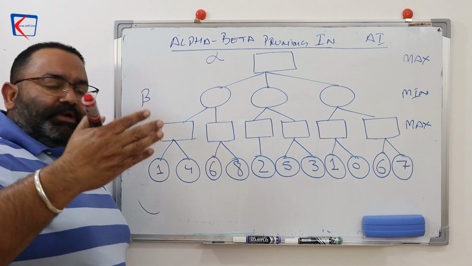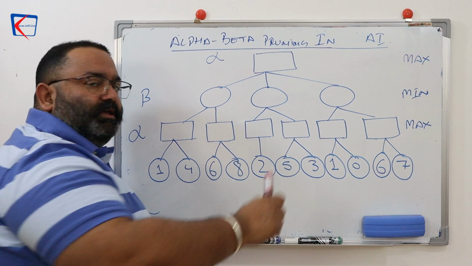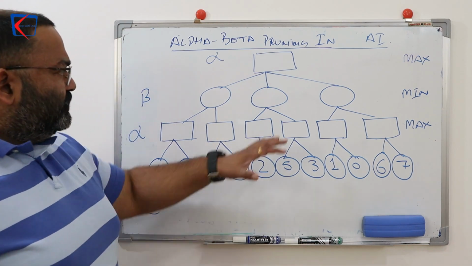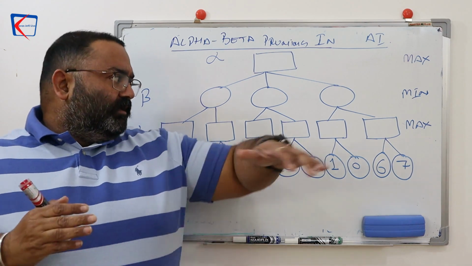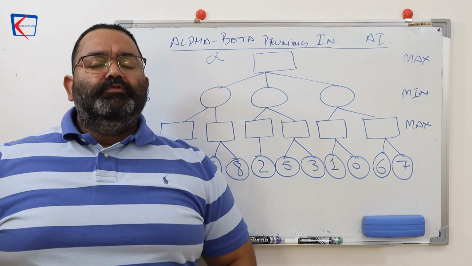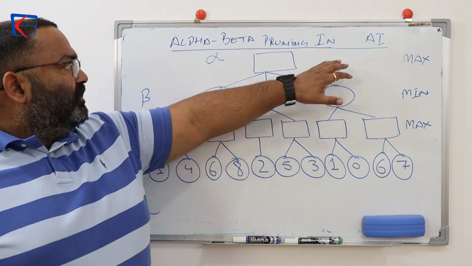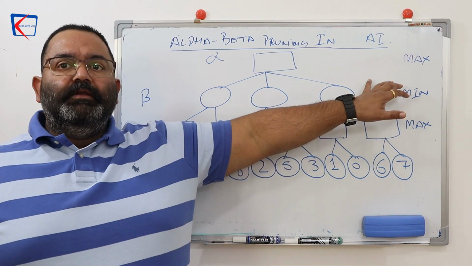So in min-max, what happens? We explore each and every node. Now, this tree is small. Suppose our tree is very big. Then if we apply min-max, it will take a lot of time to explore all the nodes of the tree. Now, what is alpha beta pruning? As I told you, it is an improvement of the min-max algorithm.